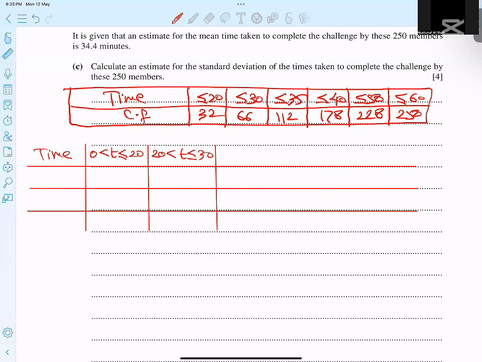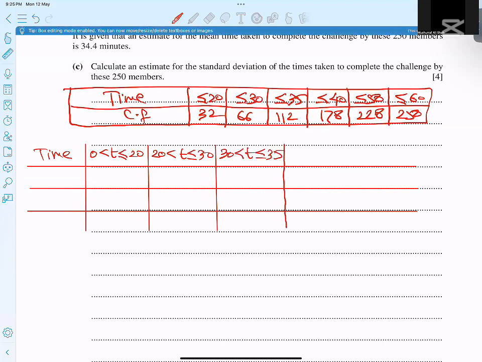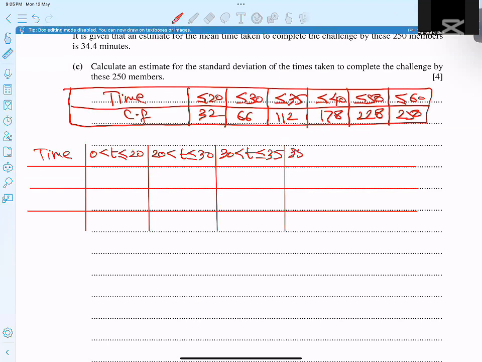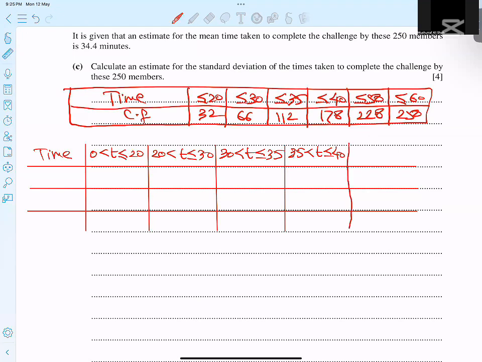Okay, I can work out without this even, but it's too risky. 30, 35, so 30 here and 35 here. Now 35 and 40. 35 here and 40 here. And now afterwards 40 here and 50 here. Last column and 60.